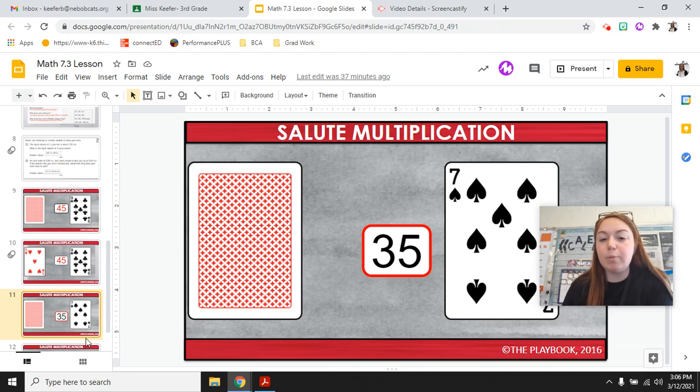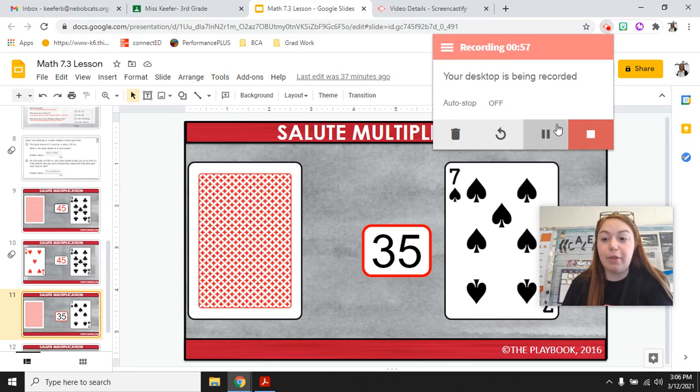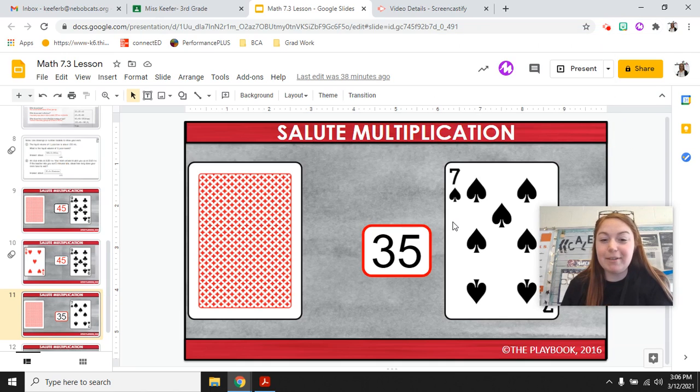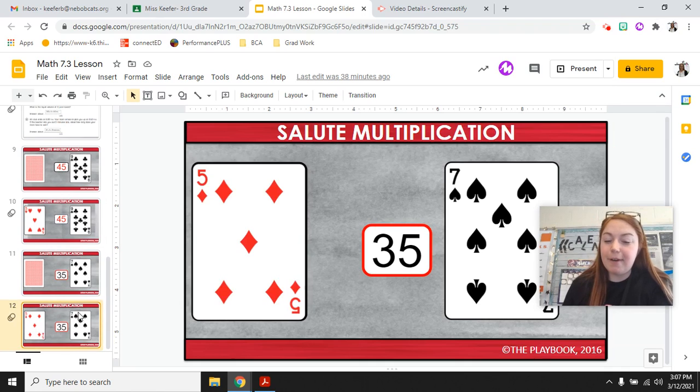So 7 times what number would give the product of 35? Sorry about that. So 7 times what number equals 35? It would be 5 because 7 times 5 equals 35.